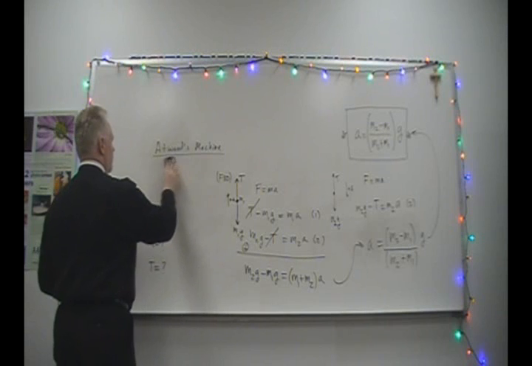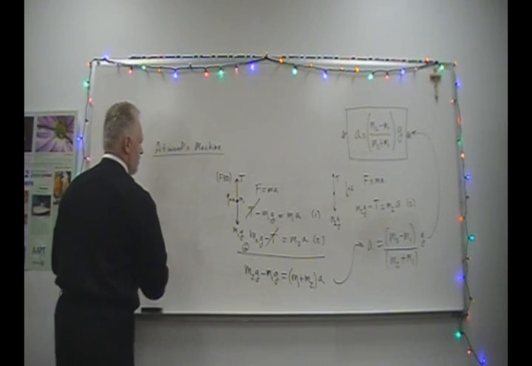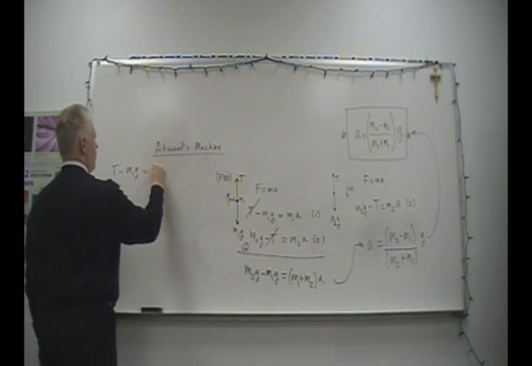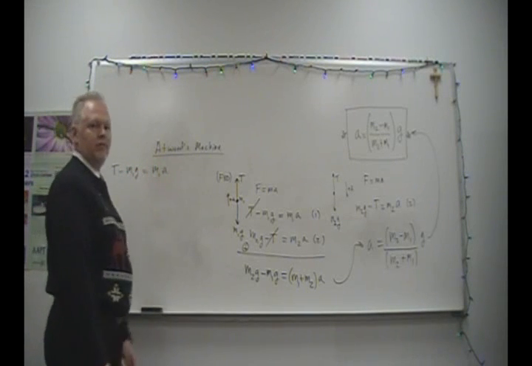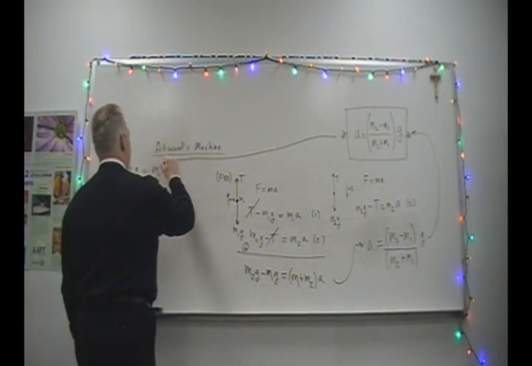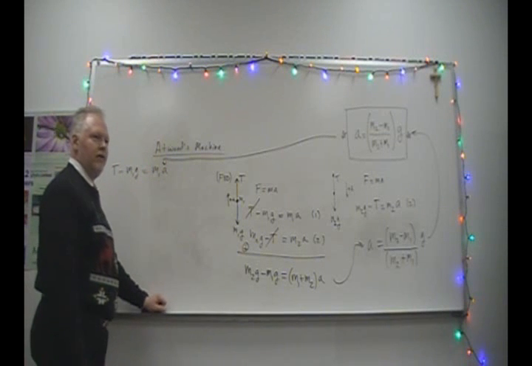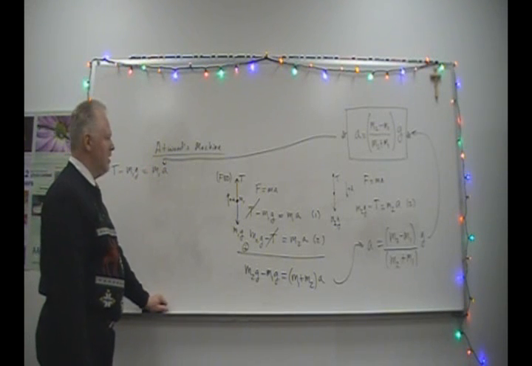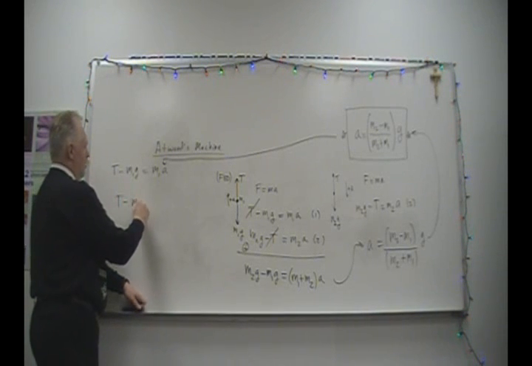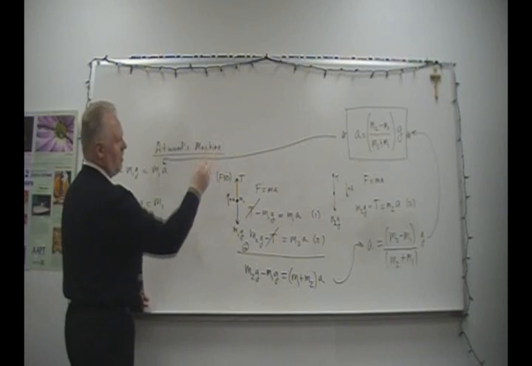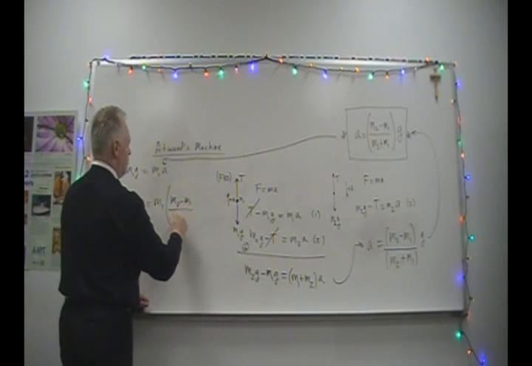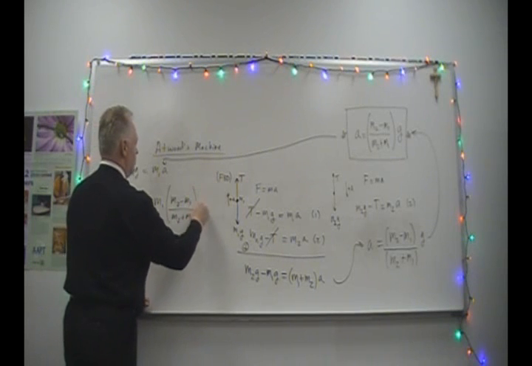So let me erase this picture here. I'm going to take equation 1, which is T minus M1G equals M1A. And I'm going to substitute my expression for A for the Atwood machine I have over here. I'll substitute it in for A and then solve for T, and I'll get a nice equation I can use for the tension in the Atwood machine. So let's do that. T minus M1G equals M1 times, plugging that in, M2 minus M1 over M2 plus M1 times G.